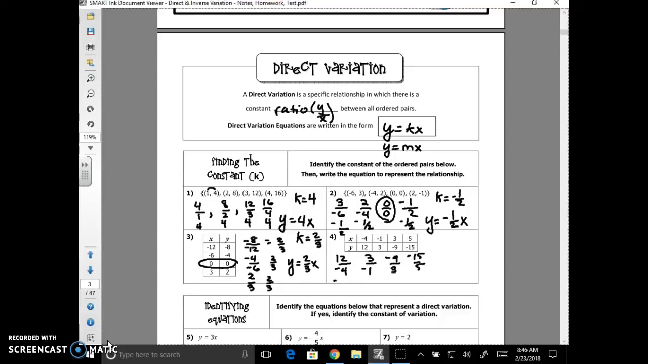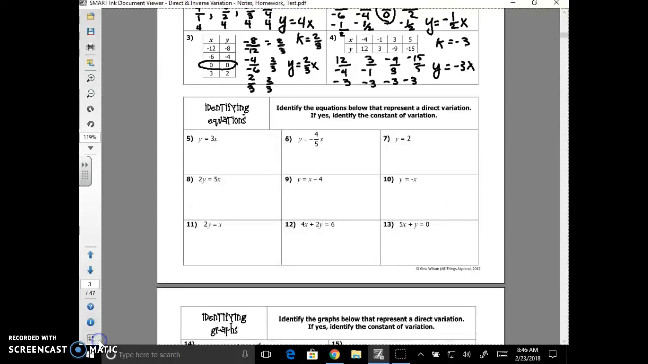If I simplify every single one, I get negative 3. It's constantly negative 3. K equals negative 3. And our equation is y equals negative 3x. Okay, so now we're going to identify the equation and just determine, is it a direct variation or not? Okay, so k equals 3. The b would be 0. So yes, it's a direct variation.